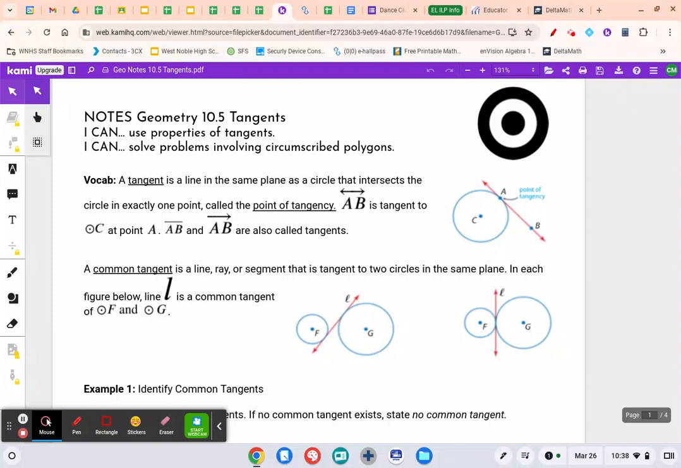Hi guys, today you are going to be learning 10.5 tangents, and your learning target is: I can use properties of tangents and I can solve problems involving circumscribed polygons.